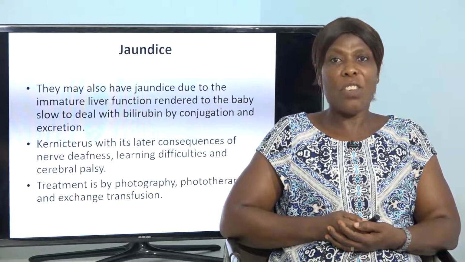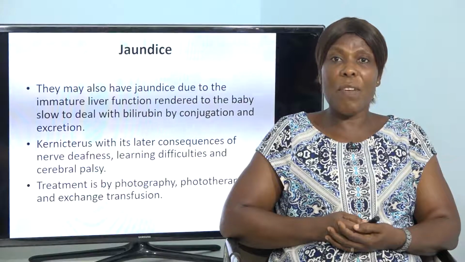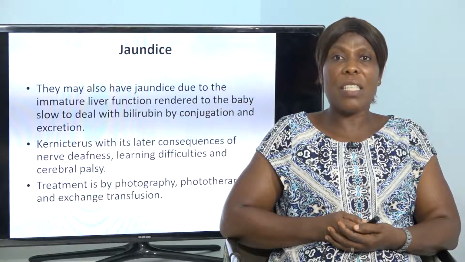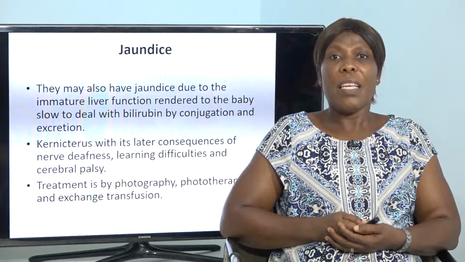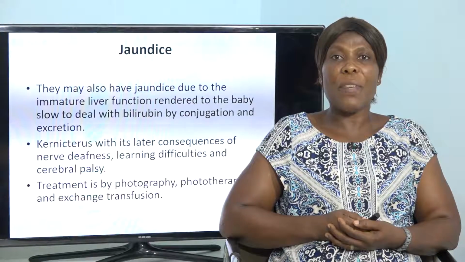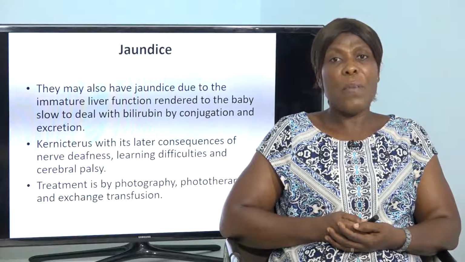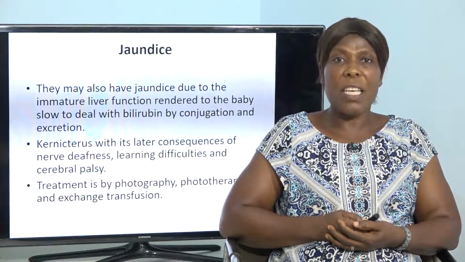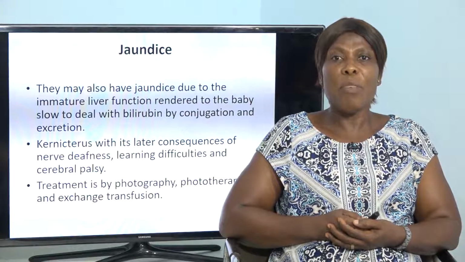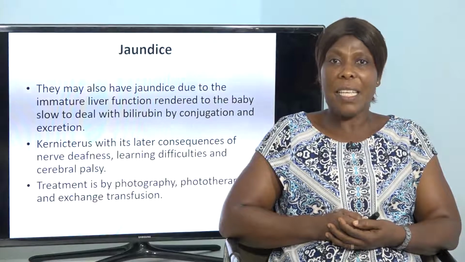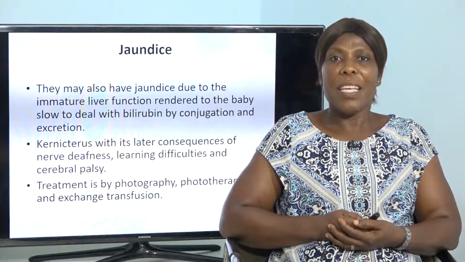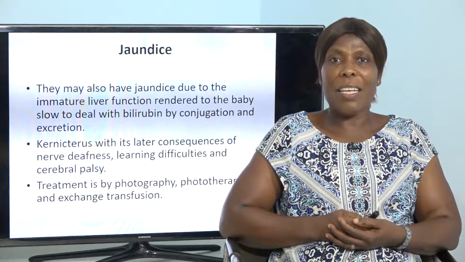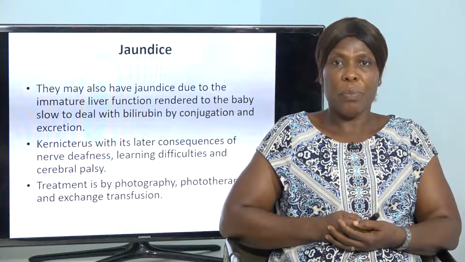Jaundice is also part of the GIT system. They may also have jaundice due to what? Immature liver function, because the liver should be able to conjugate the bilirubin, and then it will be excreted through the feces and then the urine. But because they are premature, the liver is also not mature enough, and then the bilirubin accumulates in the system, and then the baby's appearance or the skin color will change to yellow.